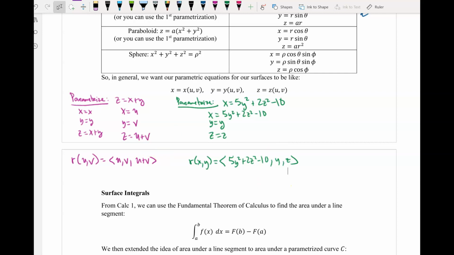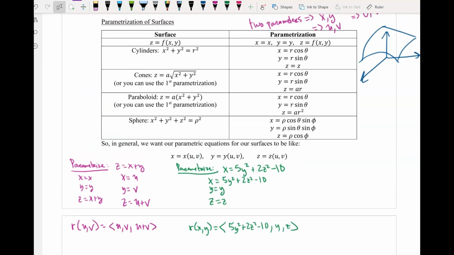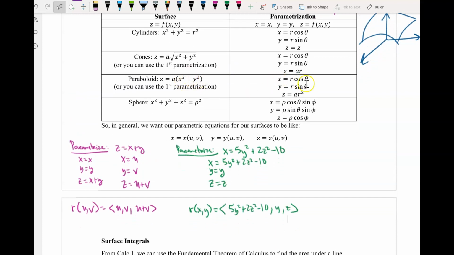Alternatively, because this is a paraboloid, you can also use this other parametrization. Letting y equal r sine theta, z equal r cosine theta, and then just plug those guys in there as well. So you can do that also. Typically you want to make it as easy as possible. Okay, let's do another one.